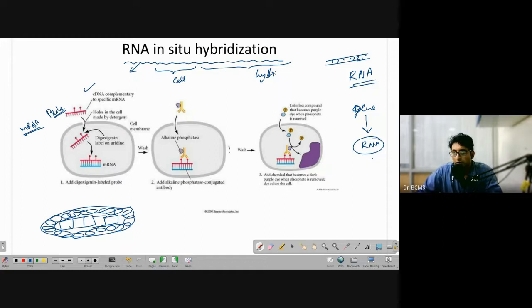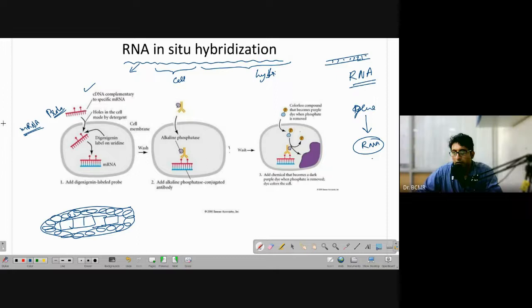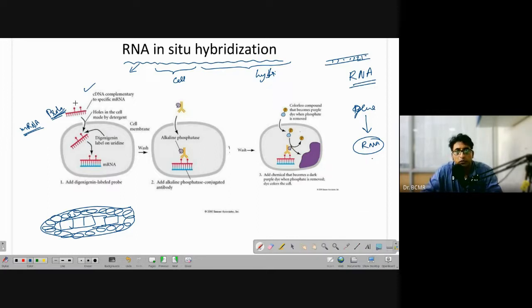And then the probe should have a detection system. Somehow we should be able to detect. In the previous ones, we have used radioactivity. And at that time, I also said there are other, non-radioactive ways also possible. And here is one which we will discuss in the next slide. Assume that there are some molecules that we have added in the probe.